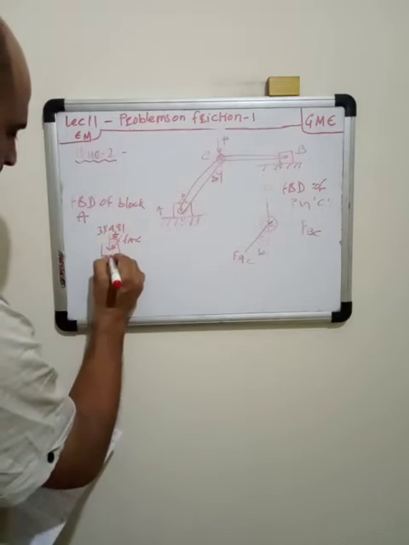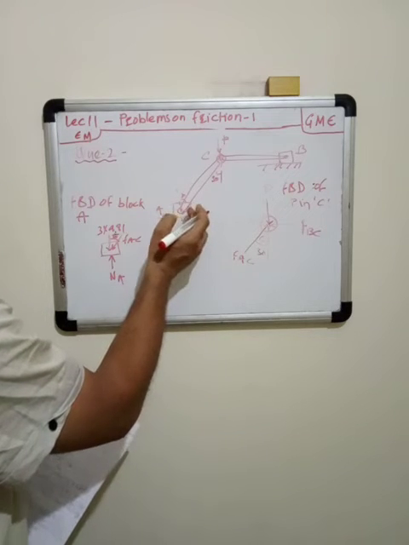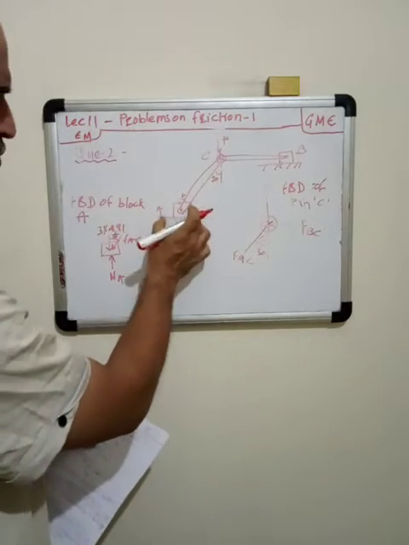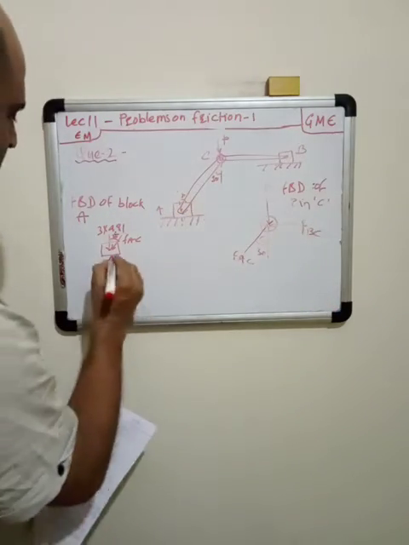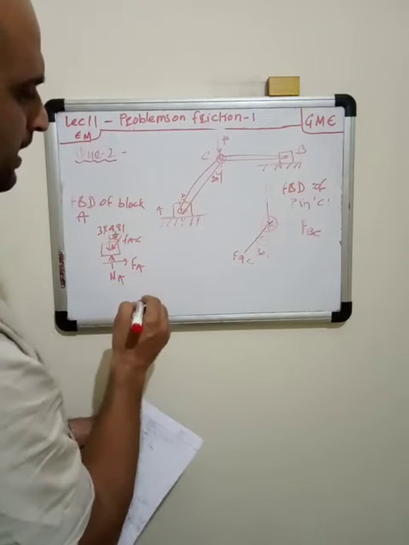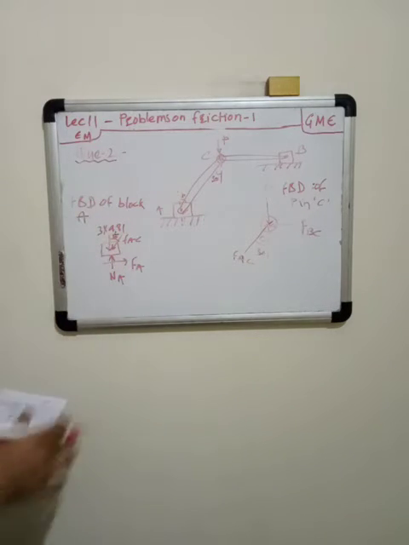On this, the reaction N_A comes from the surface. If, by applying the force, the block tends to move in this direction, the friction will act in the opposite direction. That's why I show the friction in this direction. This is F_A. I think the free body diagram of block A is complete.